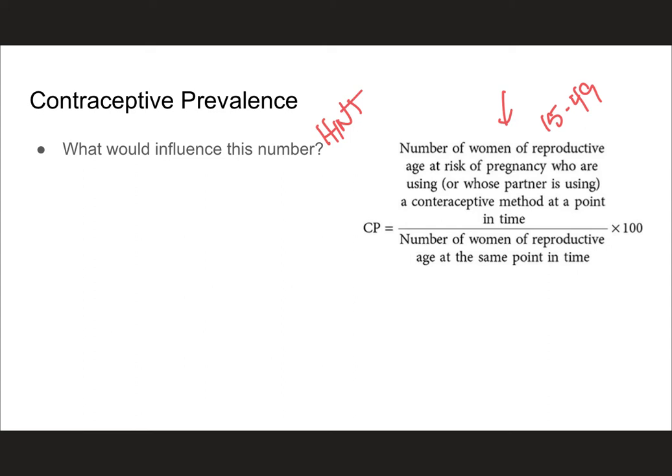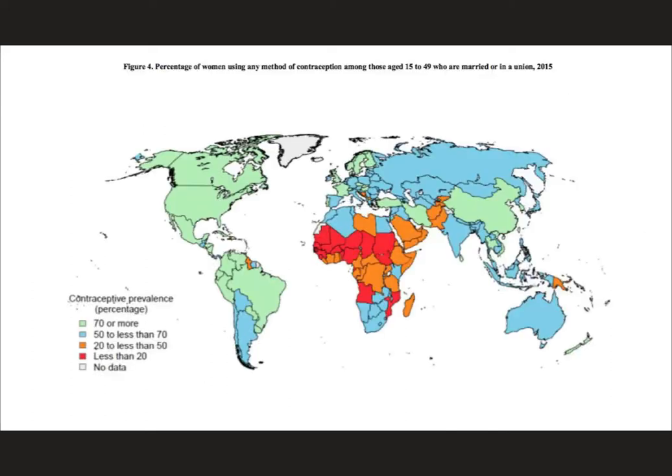What would influence contraceptive prevalence? Government policies, availability of the contraceptives, cultural considerations, religious considerations, societal considerations, right? All those things, your access to healthcare, all these things come into play on contraceptive prevalence. And you see here the contraceptive prevalence in 2015: the percentage of women using any method of contraception among those aged 15 to 49 who are married or in a union in 2015. And this is just married women or in some sort of a union.